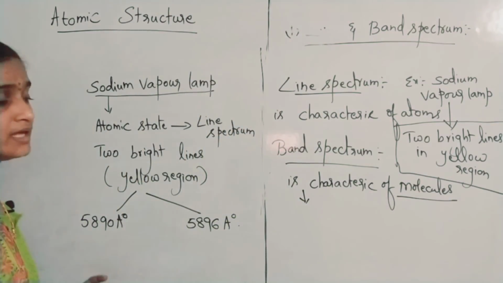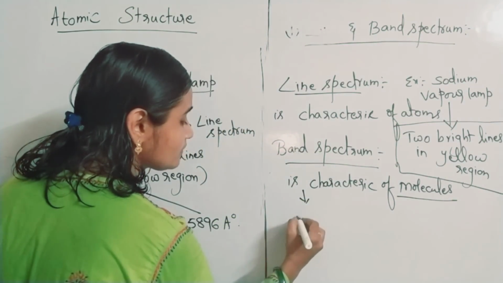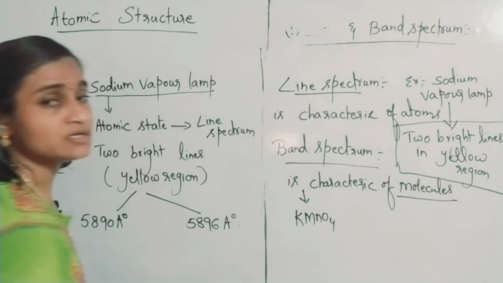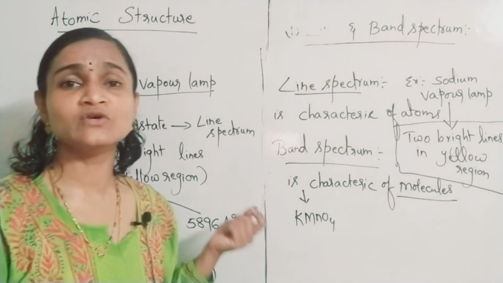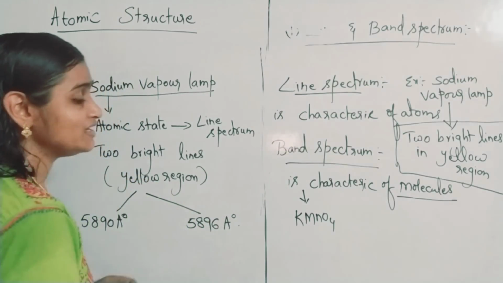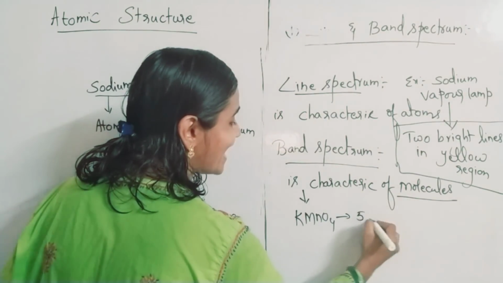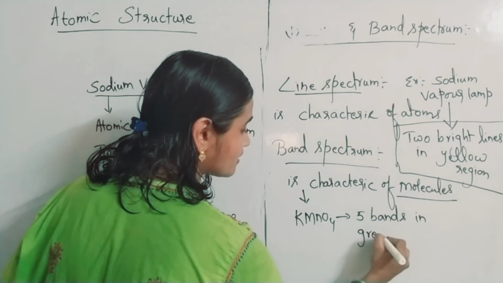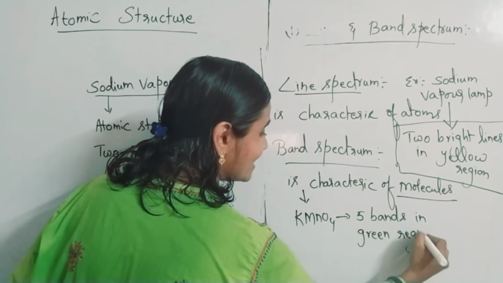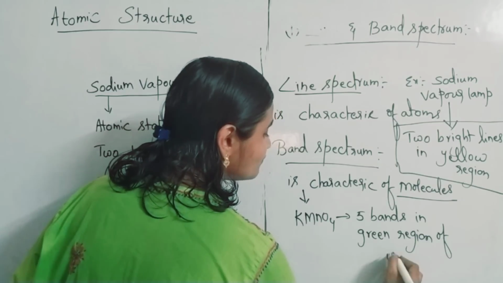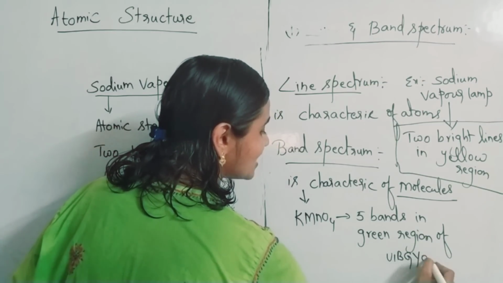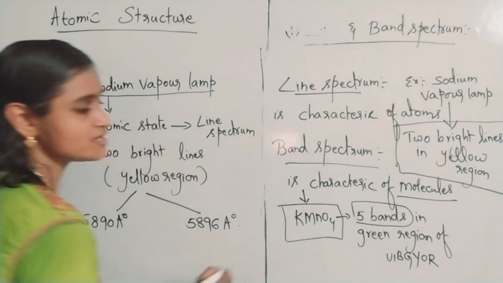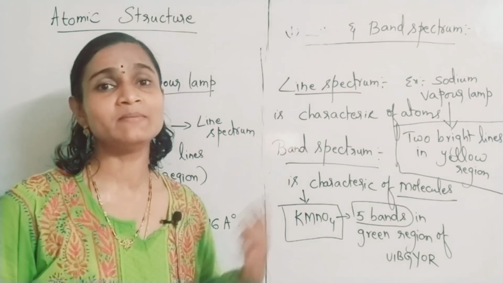Molecules. You can take potassium permanganate, KMnO4. If this solution is taken in a beaker and observed through a torchlight, you will find 5 bands in the green region of VIBGYOR. Either of these 2 examples may be focused on.